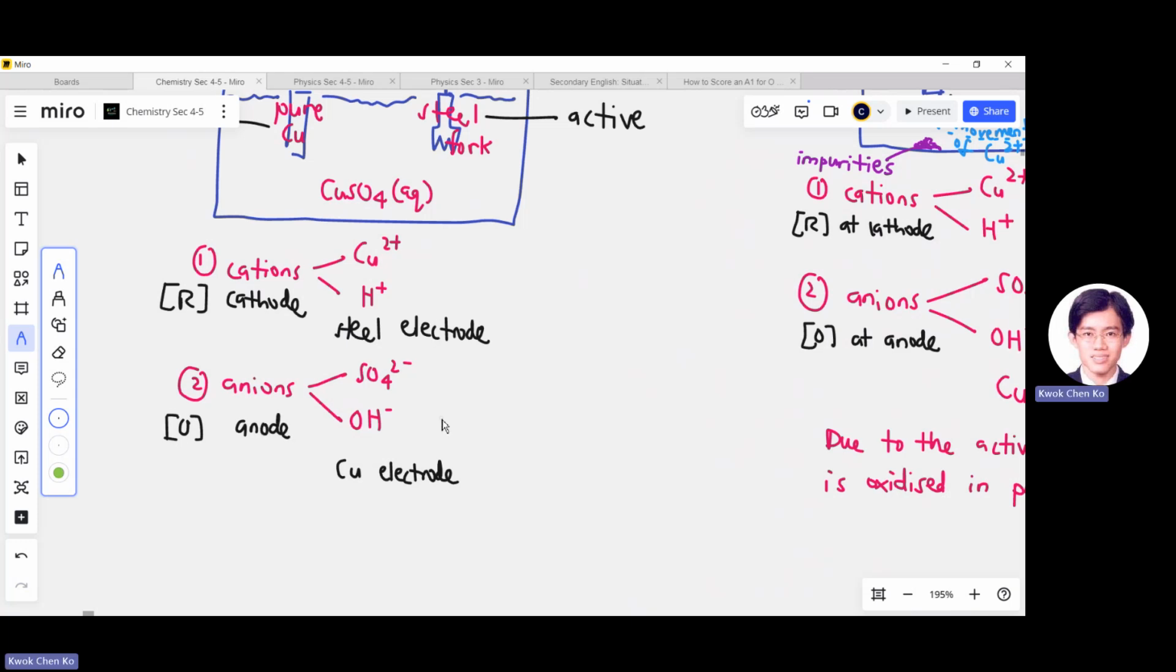And this one, we have already done. Because of this copper electrode, copper gets oxidized instead of the other two anions. Nothing new. This is similar to scenario number 5. But write out the equation.